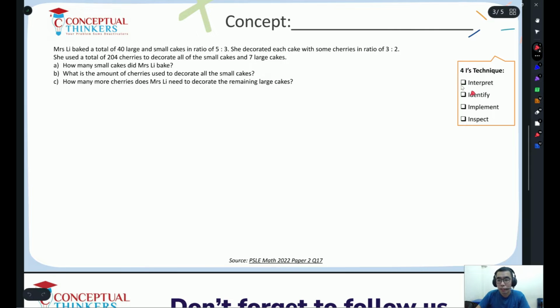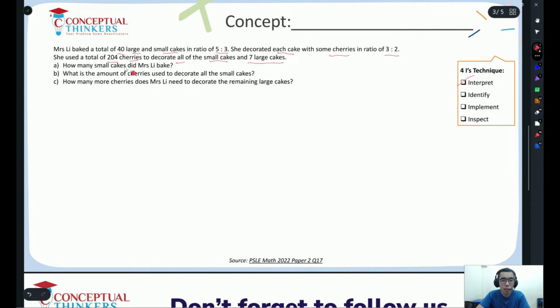Okay, so let's first interpret the question. Mrs. Lee baked a total of 40 large and small cakes in the ratio of 5:3. Now she decorated each cake, and this is talking about each cake, with some cherries in the ratio of 3:2. Now she used a total of 204 cherries to decorate all the small cakes, and, important, 7 large cakes.